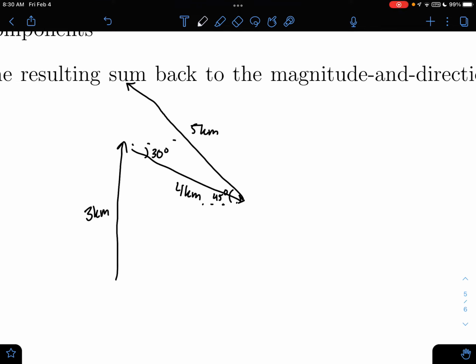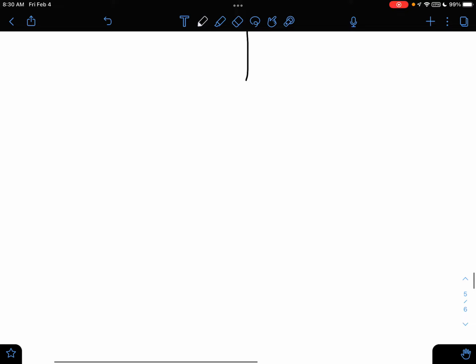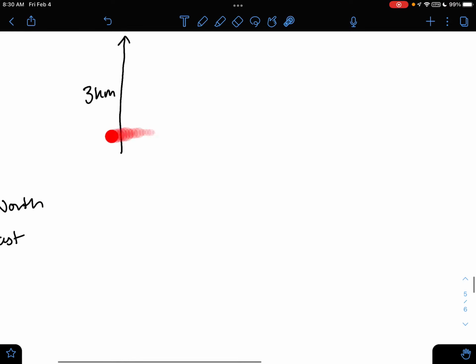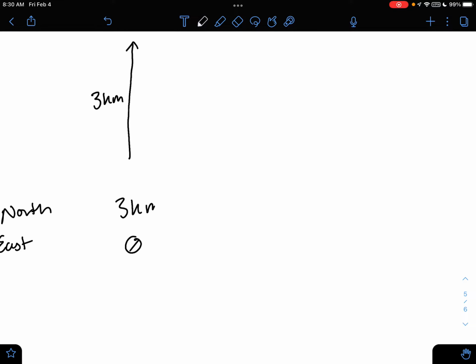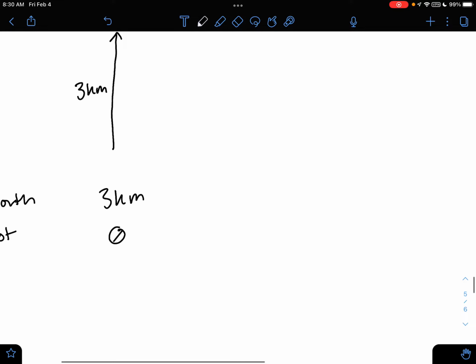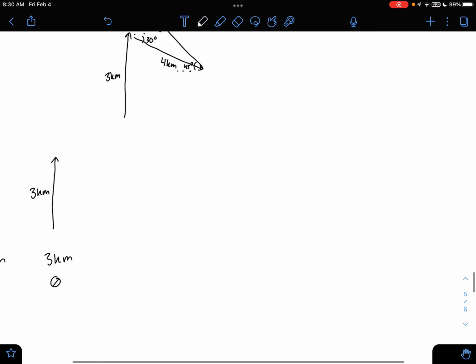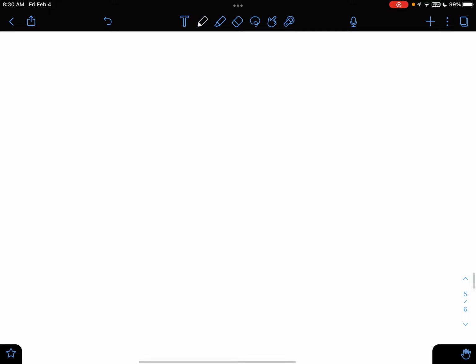So, right, our 3 kilometers, I'm going to redraw it down here. How far north and how far east for each, right? So we're going 0 east for this one, and we're going 3 kilometers north for that one. Right? So that one's pretty straightforward because we're not going east at all. Right? And now this one starts getting more complicated.